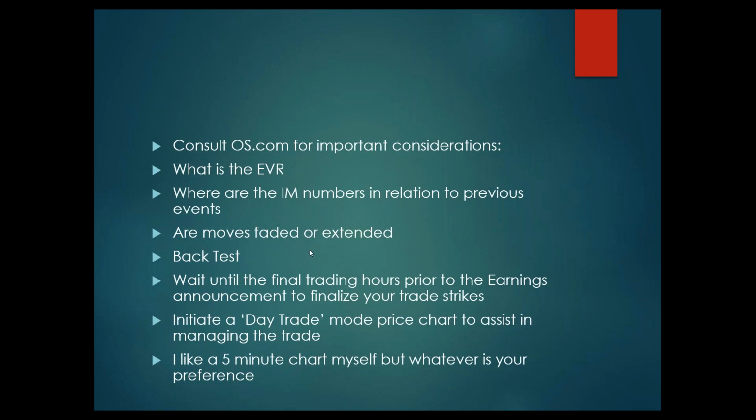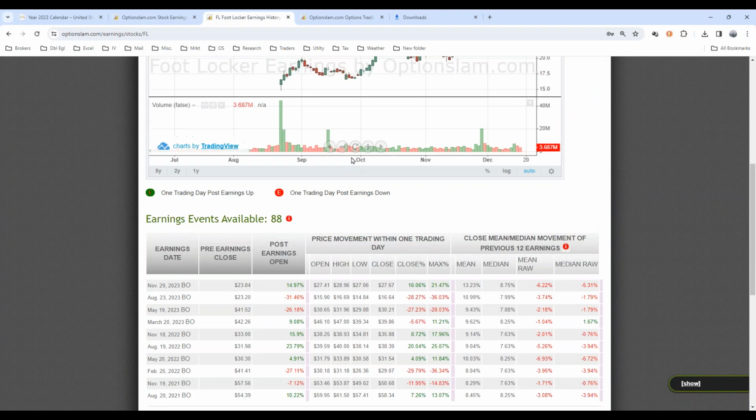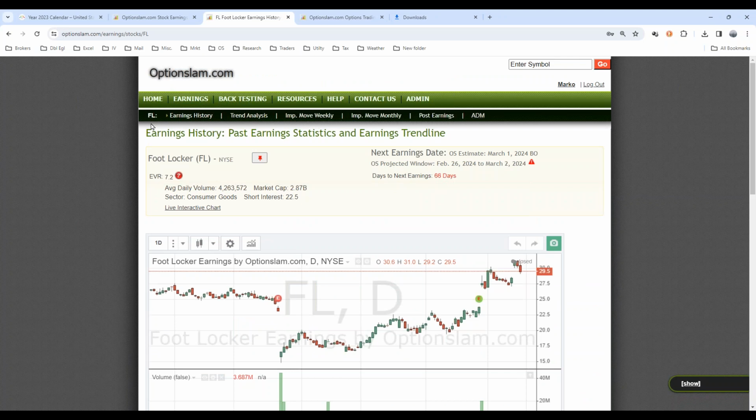We'll be talking more about it. Are moves faded or extended? That's the post-earnings page at optionslam.com. Every stock has a bunch of different pages that you can go to. Right now we're on Foot Locker. We have the earnings history page, the trend analysis page, the implied move weekly, implied move monthly, and the post-earnings page. These are all pages that are dedicated to this stock.